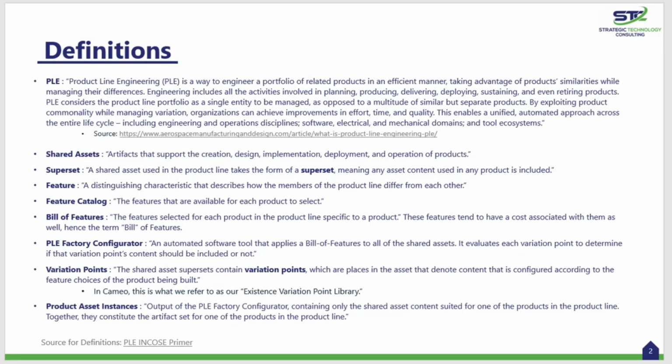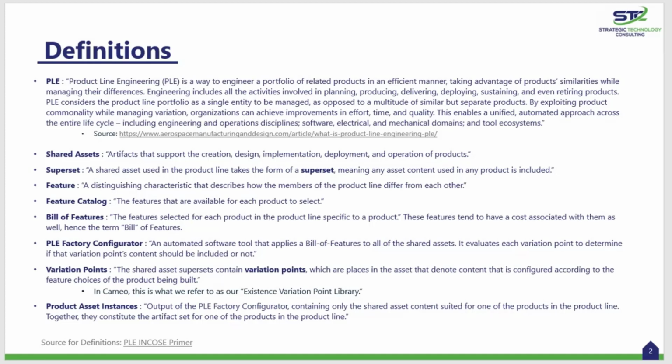And all of the requirements associated with those different variants under a product line would be captured in a superset. And then feature. Not to confuse folks with the agile term, a feature in this context is a distinguishing characteristic that describes how the members of a product line differ from each other. Then our feature catalog is simply a list of all of our features. Our bill of features are the specific features that are associated to a product or a variant of that product line.